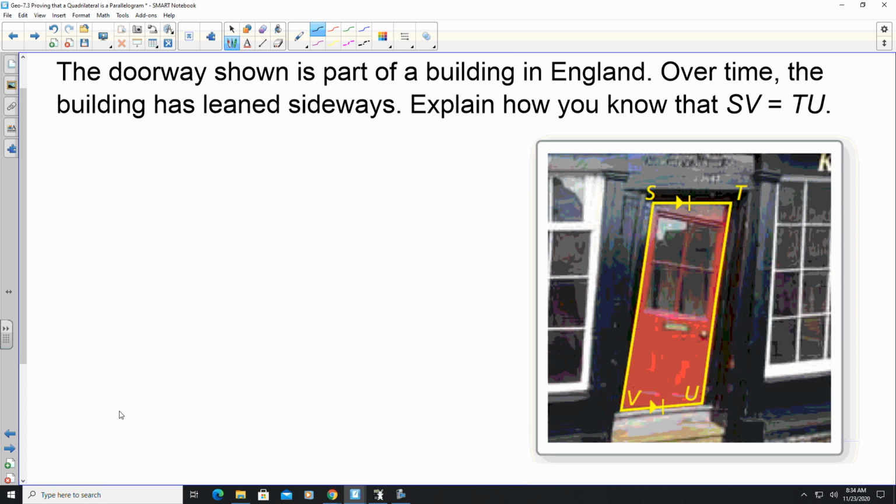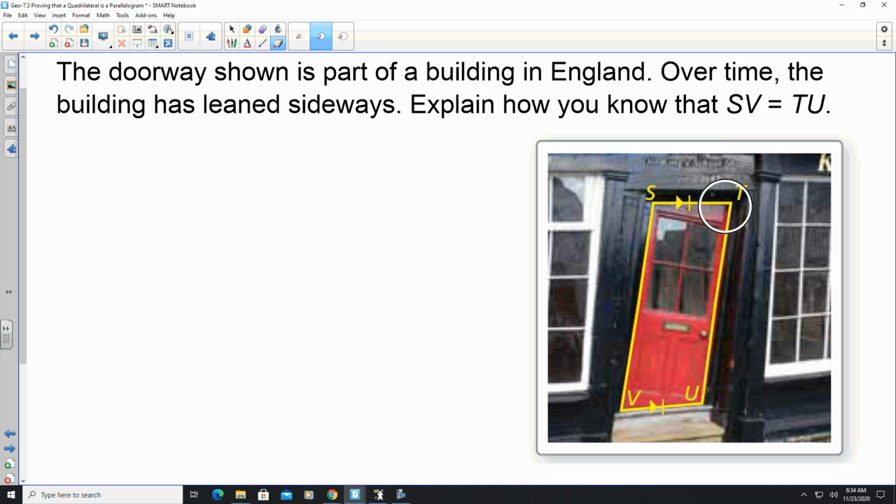So here it says the doorway shown is a part of a building in England. Over time, the building has leaned sideways. Explain how you know that SV is going to be equal to TU. So they want to know how we know SV will be equal to TU. So those two sides there.